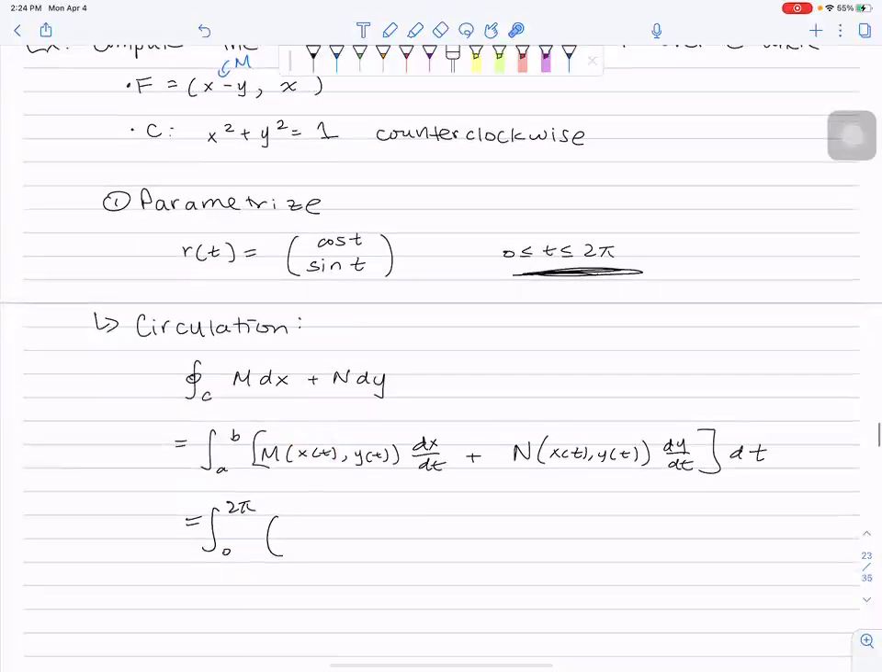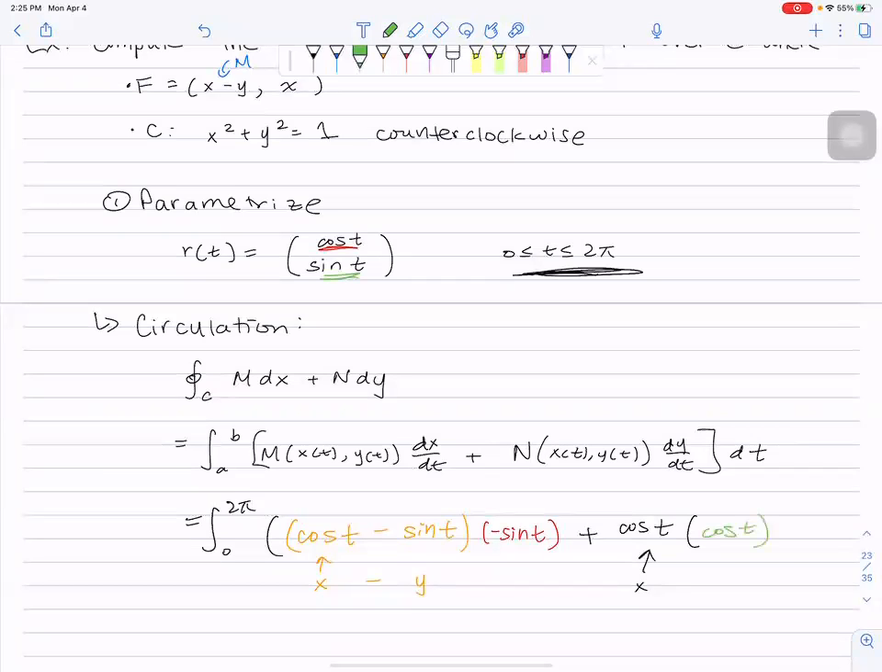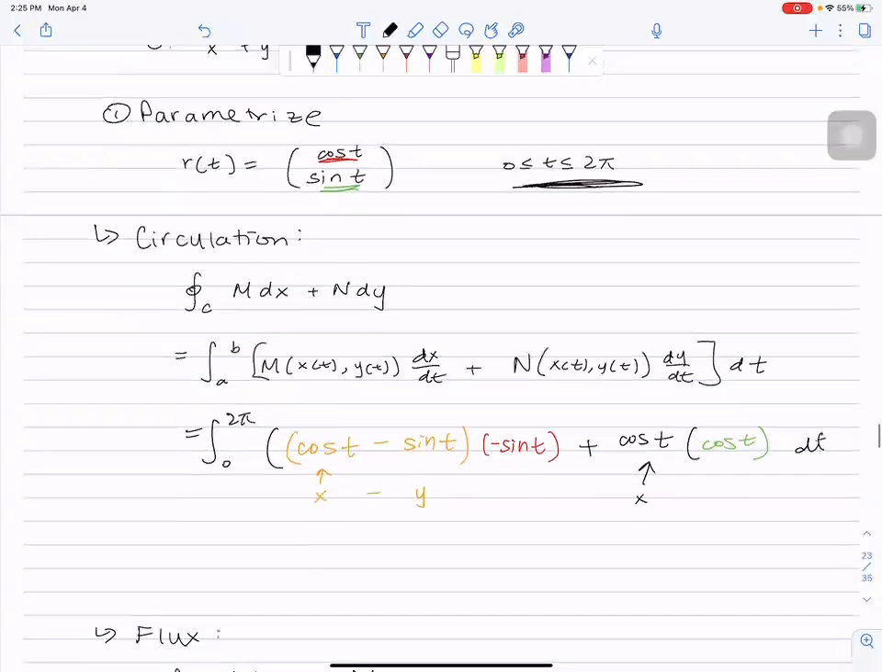So we want to plug in our parameterization. We have x, that's cosine t, minus y. Y is sine t. The derivative of x is negative sine t. Plus, now we have N. N is going to be x, cosine t, times the derivative of y, that's cosine t, all dt. And the integration will be 0 to 2 pi.